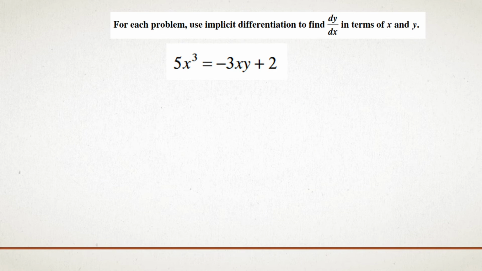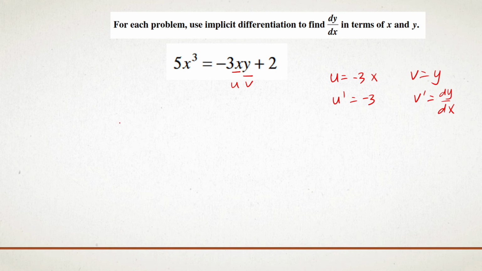Then for each problem, use implicit differentiation to find dy/dx in terms of x and y. Okay, this question is already clearly stated. You must use the implicit differentiation. You are not allowed to use the explicit way. So what we do, no need to think much. It means you cannot rearrange this question. So this one is u, this one is v. So my u is negative 3x. My v is y. So u prime equals negative 3. My v prime equals dy/dx.